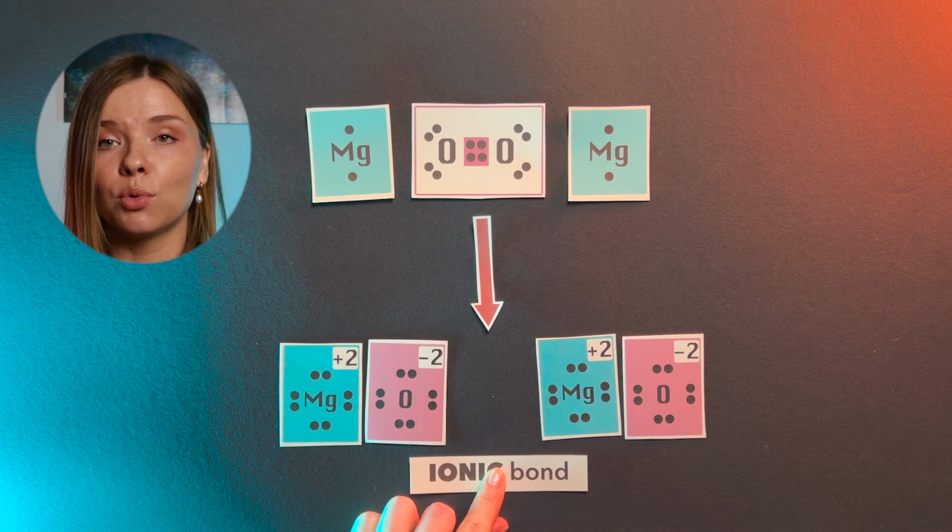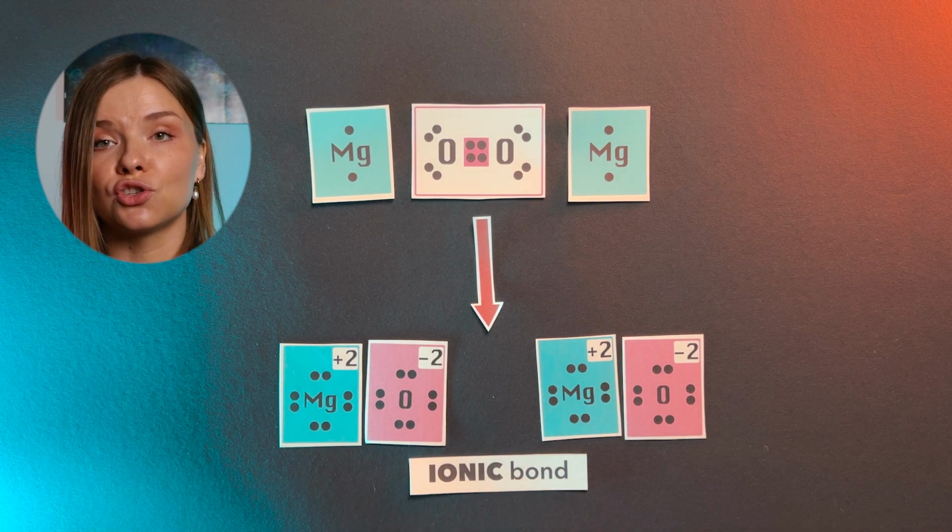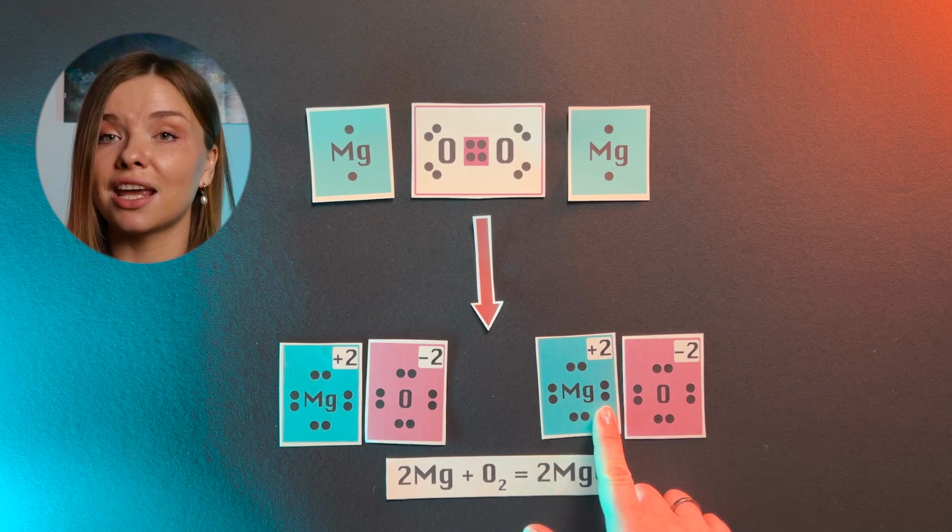There is an ionic bond between magnesium and oxygen ions. And here is how it looks in a chemical reaction.